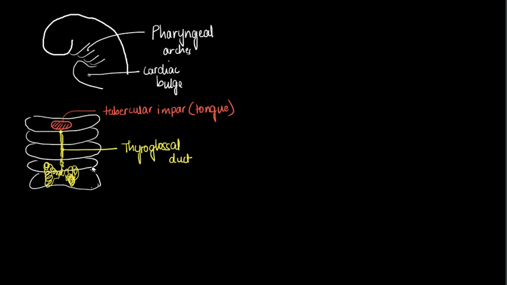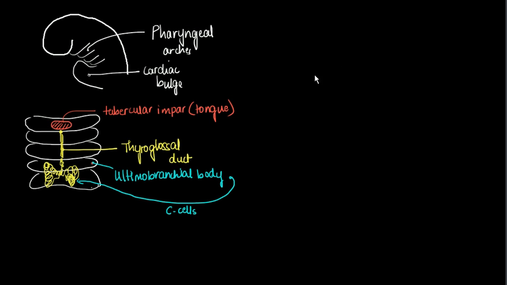But there's one more thing, the fourth pharyngeal arch. The fourth pharyngeal arch gives rise to the ultimobranchial body, and this ultimobranchial body is responsible for the formation of C cells of the thyroid gland. So it contributes to the thyroid gland by forming C cells. So this is how the thyroid gland forms.